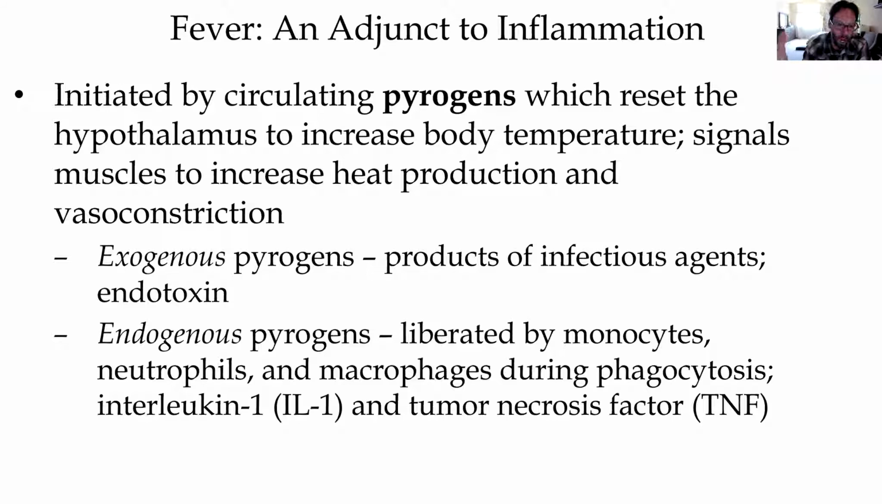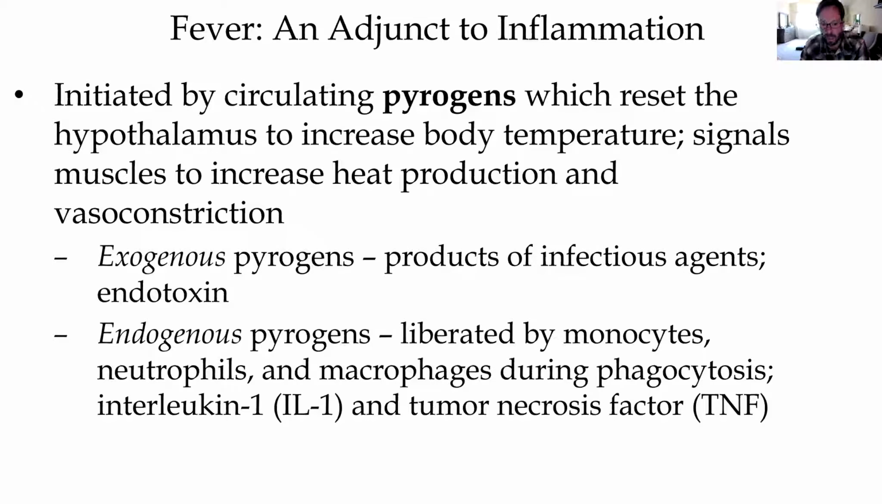You can have exogenous pyrogens. So those are the pyrogens coming from the microbes. For instance, endotoxins that they release. Those endotoxins are meant to damage the host, but it actually triggers the immune response in the form of fever. Endogenous pyrogens are going to be what the body produces to cause fever.